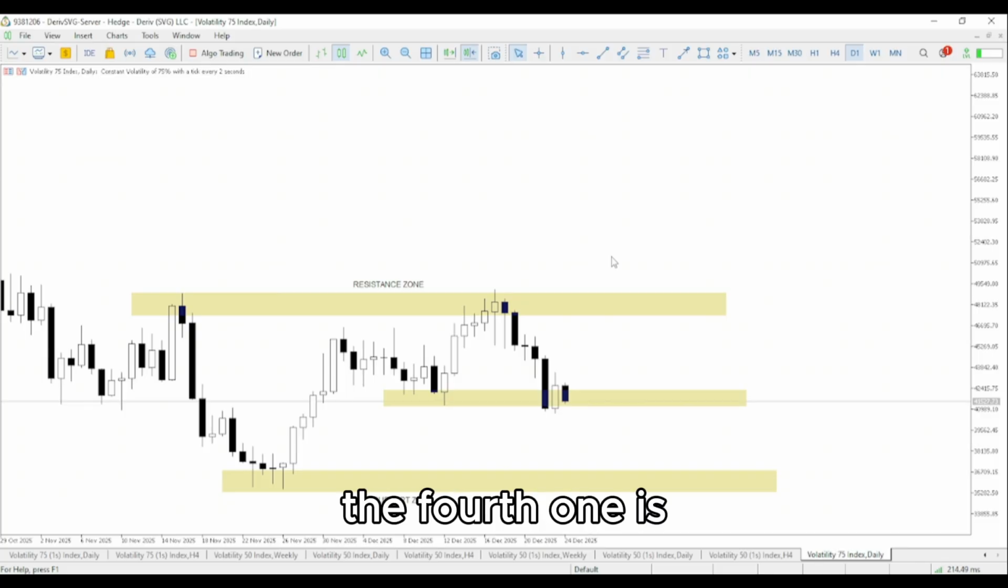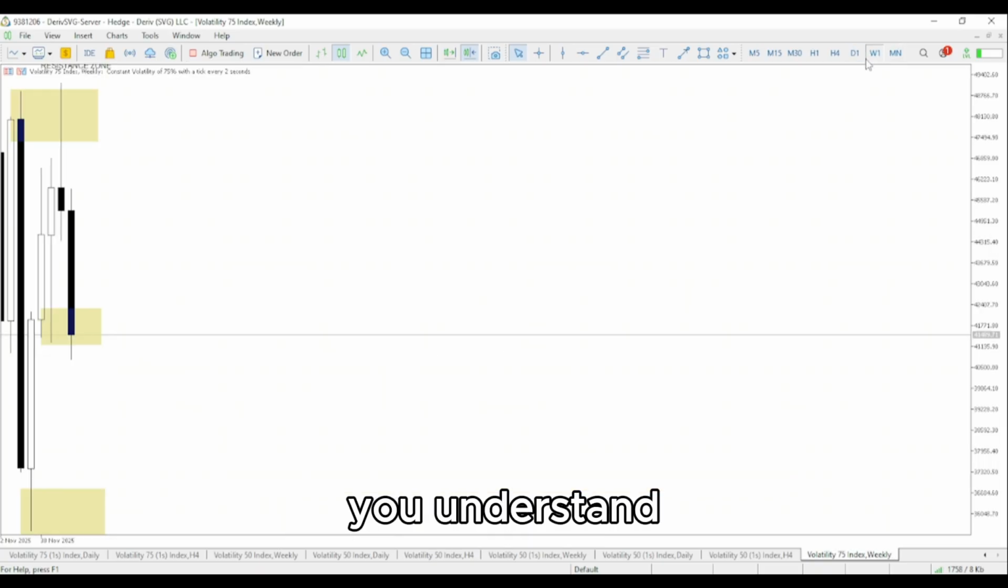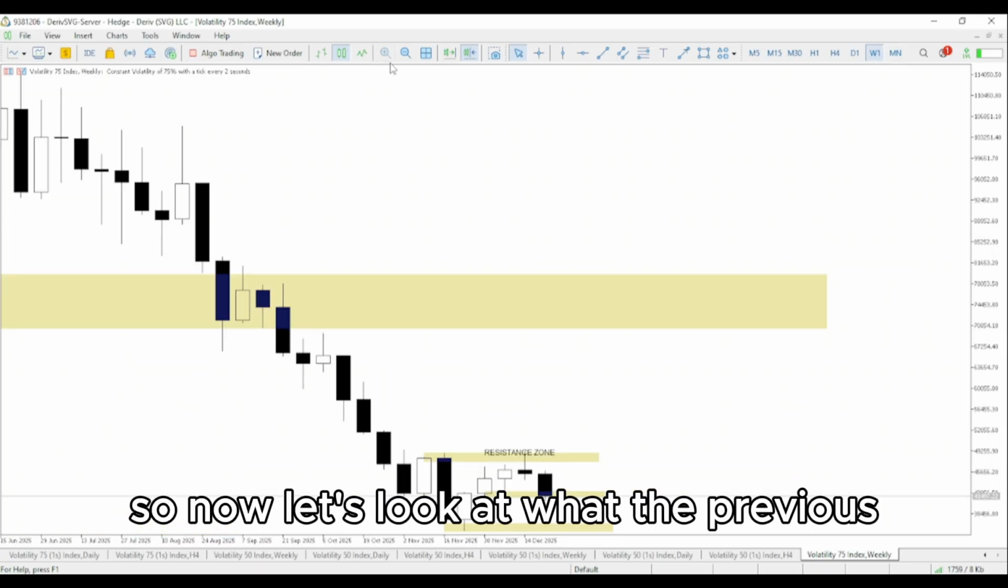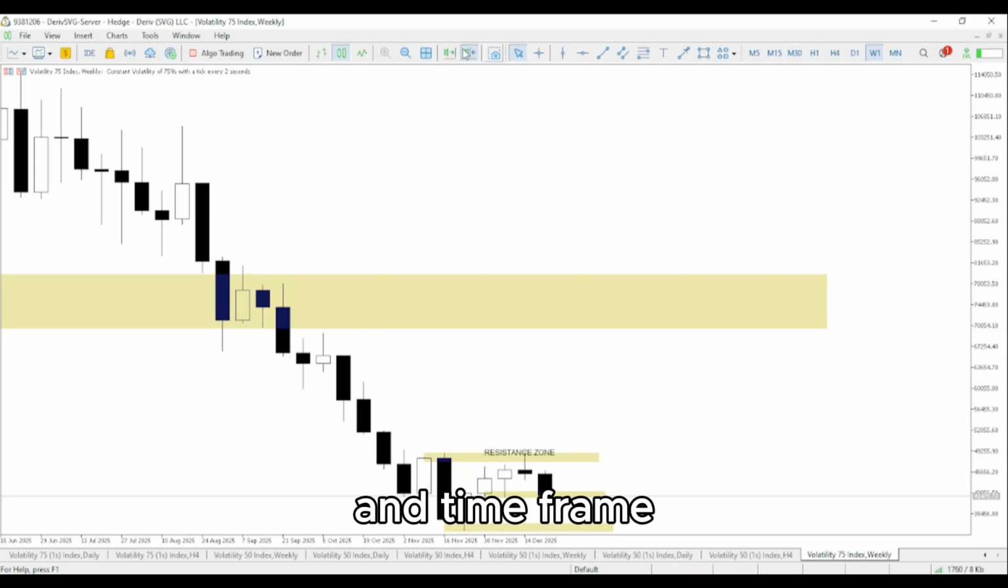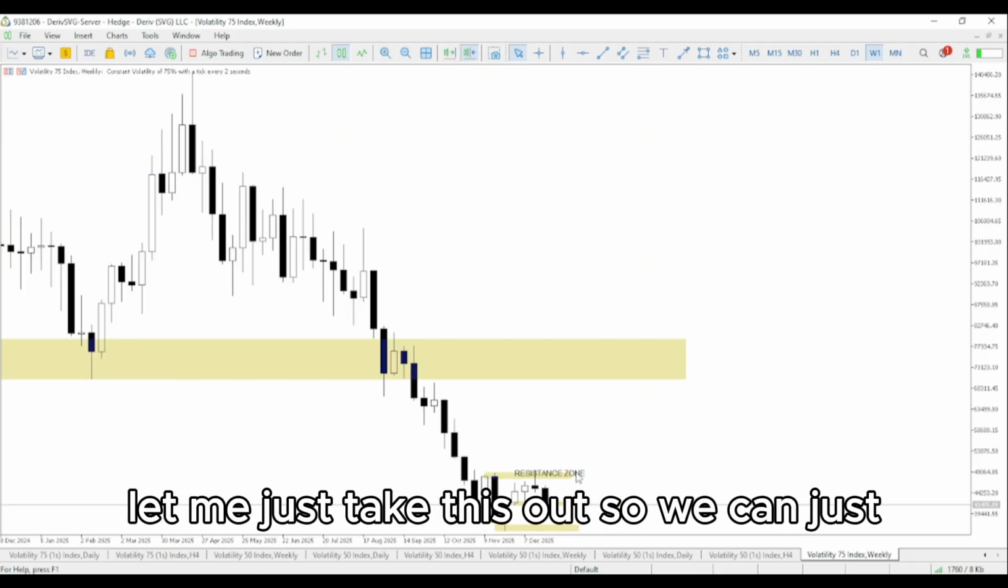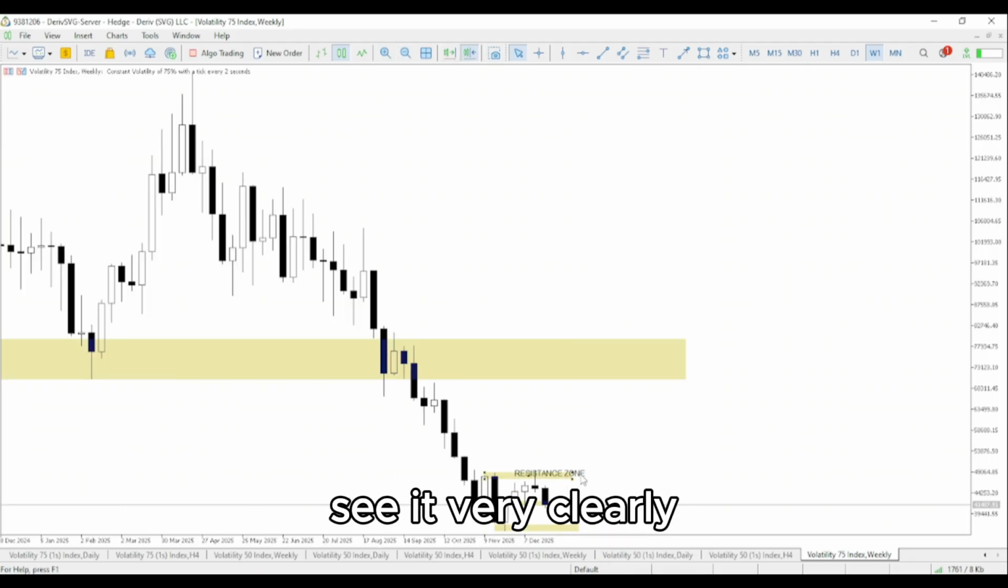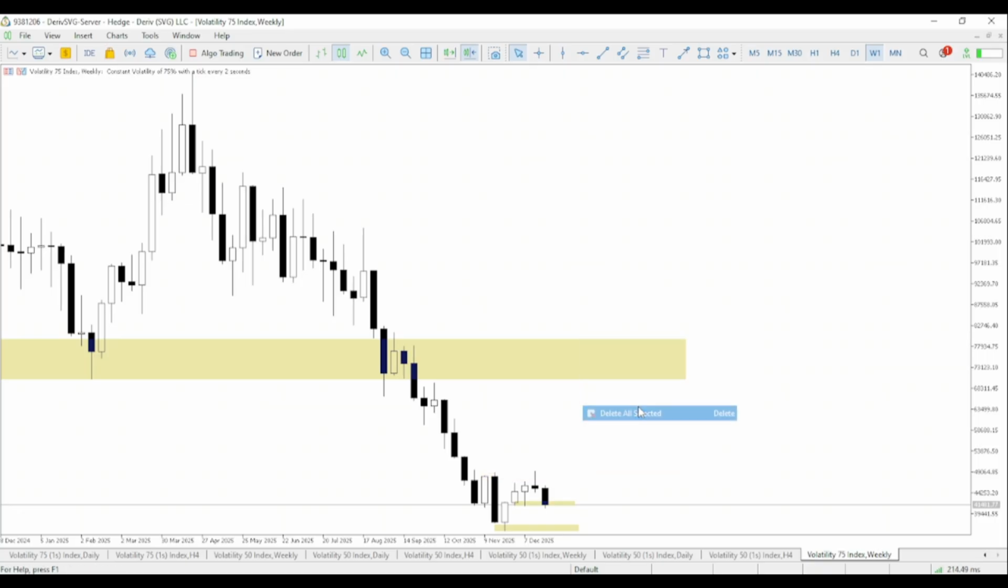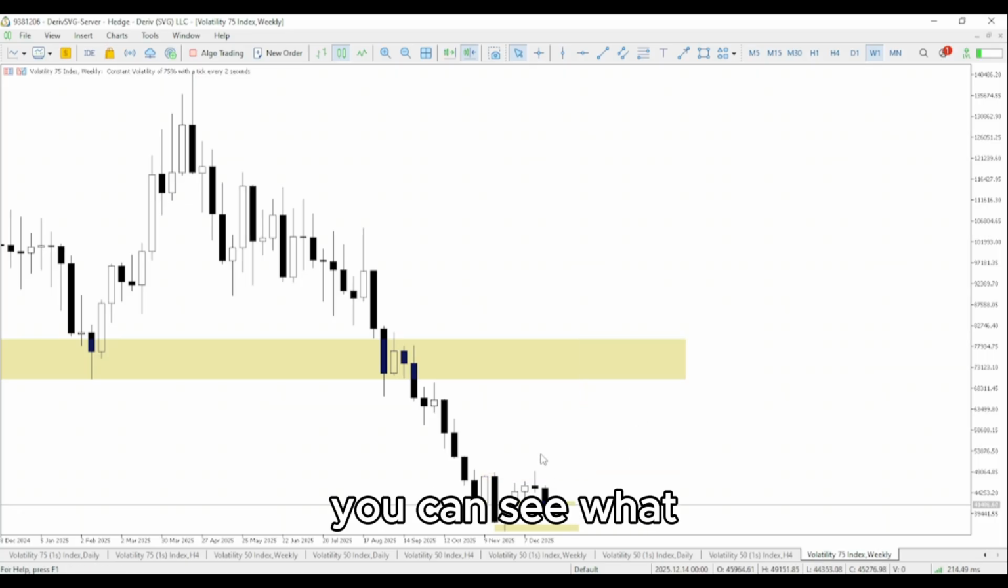So fourthly, the fourth one is the weekly previous candlestick pattern. Now let's talk about the weekly previous candlestick pattern and the formation behind it, the psychology behind this formation. You understand? So now let's look at what the previous candle on the weekly time frame did here. Let me just take this out so we can see it very clearly.